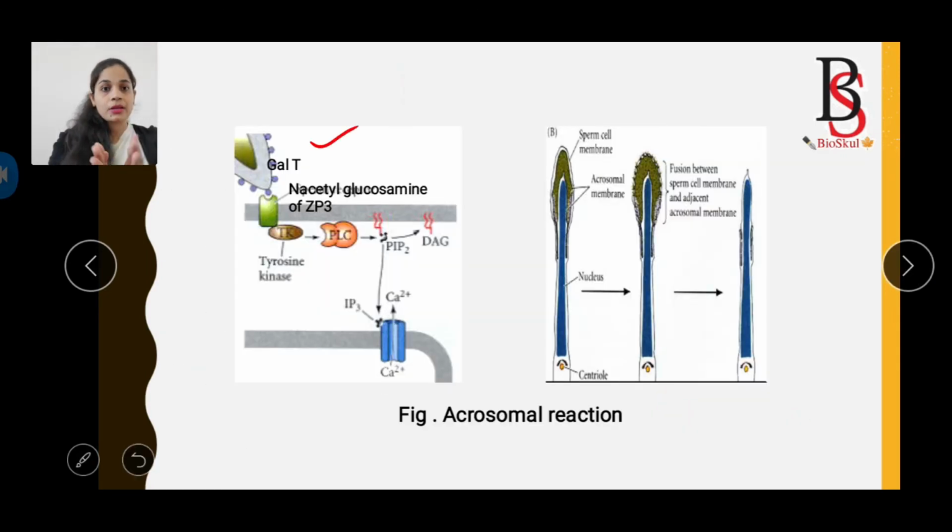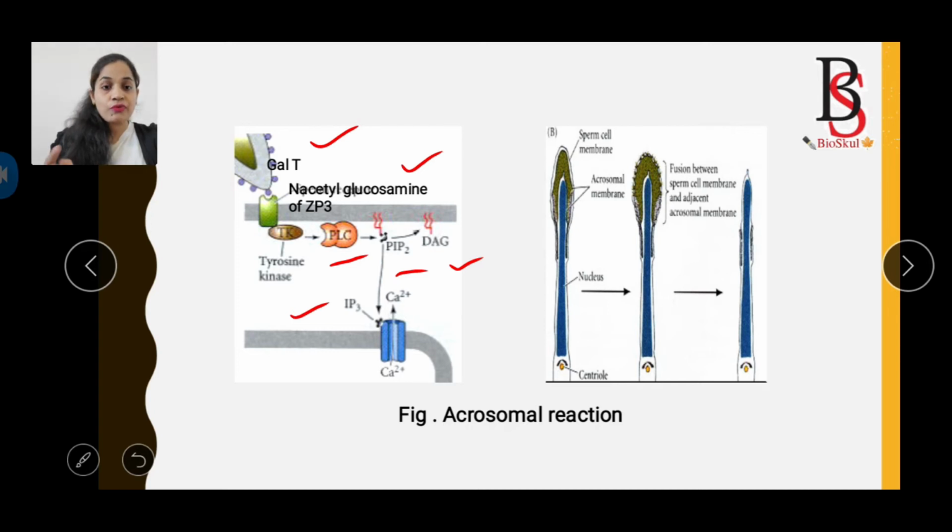So what will happen? First, GalT, which is present on the sperm surface, binds to the N-acetyl glucosamine on ZP3. When GalT binds to the N-acetyl glucosamine of ZP3, that is the binding of sperm to the zona pellucida, it will activate phospholipase C. Then this phospholipase C will split phosphatidyl inositol 4,5-bisphosphate (PIP2) into inositol 1,4,5-triphosphate (IP3) and diacylglycerol.